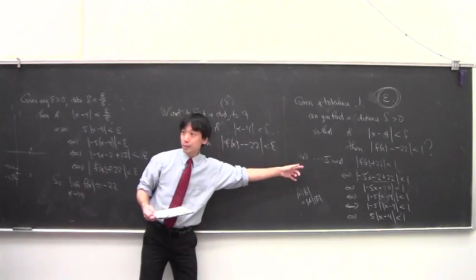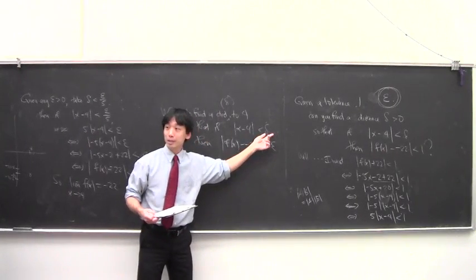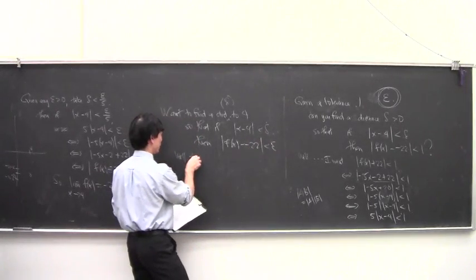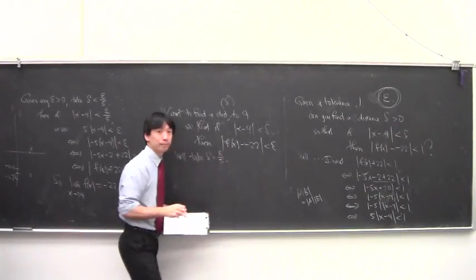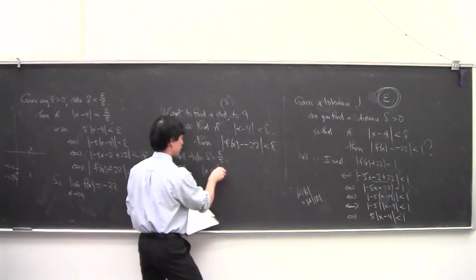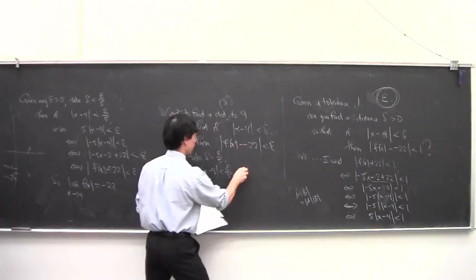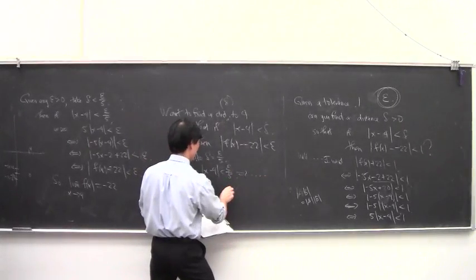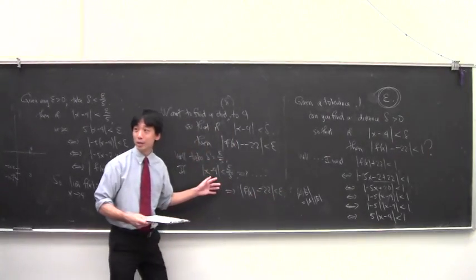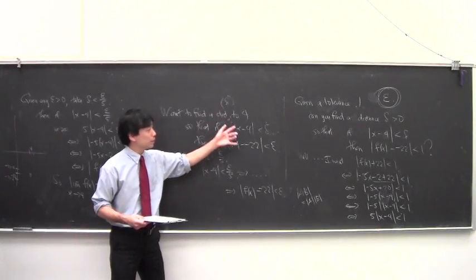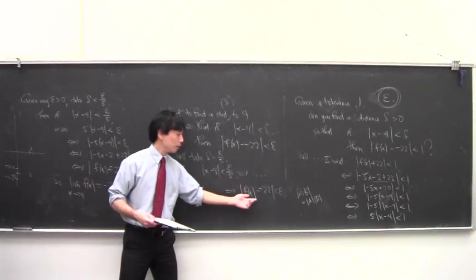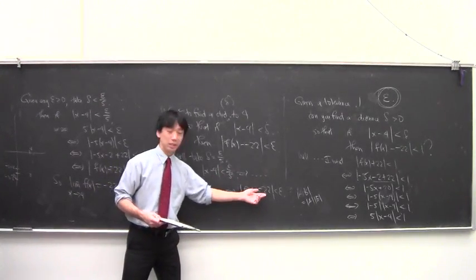Okay. You do your scratch work, and it turns out that delta being epsilon over 5 will do. Take delta to be epsilon over 5. Then you notice that if this is less than epsilon over 5, then you go back to this thing, then |f(x) minus (-22)| is less than epsilon. So no matter what epsilon you're given, just take your delta to be epsilon over 5. And so that tells you that your limit is negative 22.